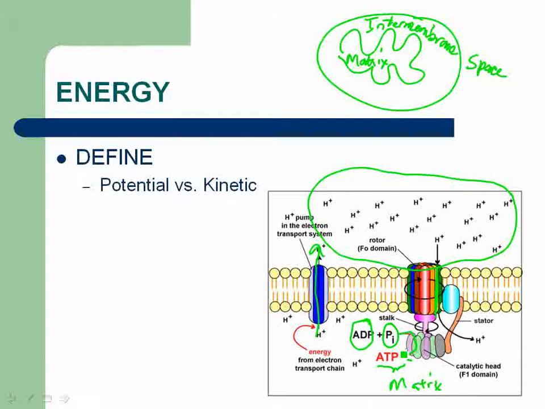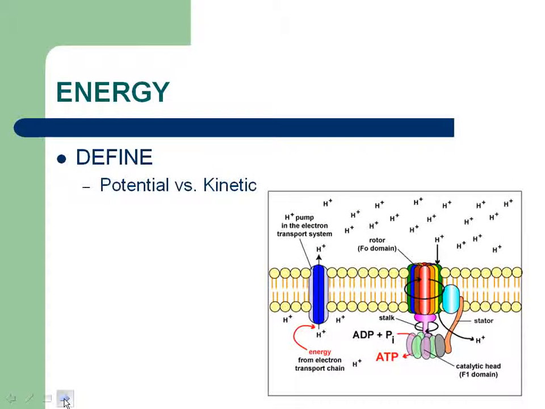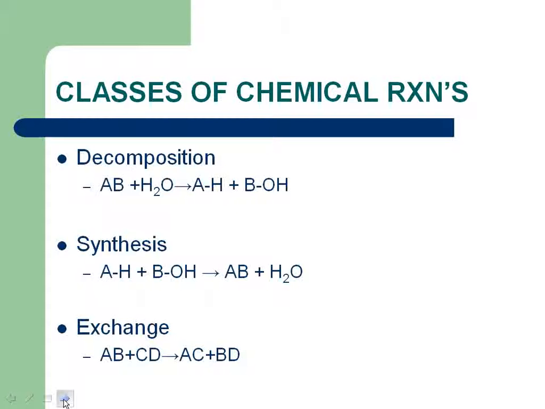There are three classes of chemical reactions that I want to talk about: the decomposition reaction, the synthesis reaction, and the exchange reaction. Decomposition means that we're taking larger molecules and breaking them down into smaller molecules. Synthesis reactions are where we take smaller molecules and build up larger molecules. In an exchange, we have two molecules in which we exchange the atoms in those molecules.